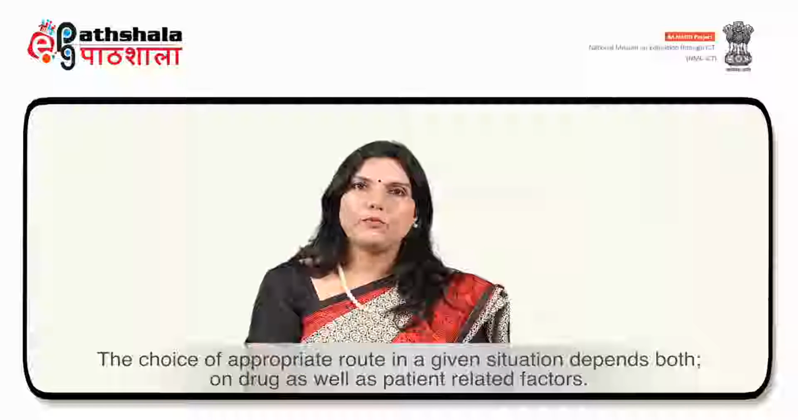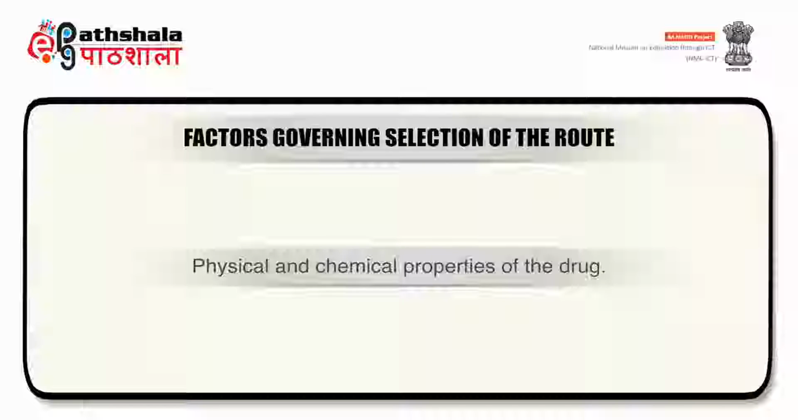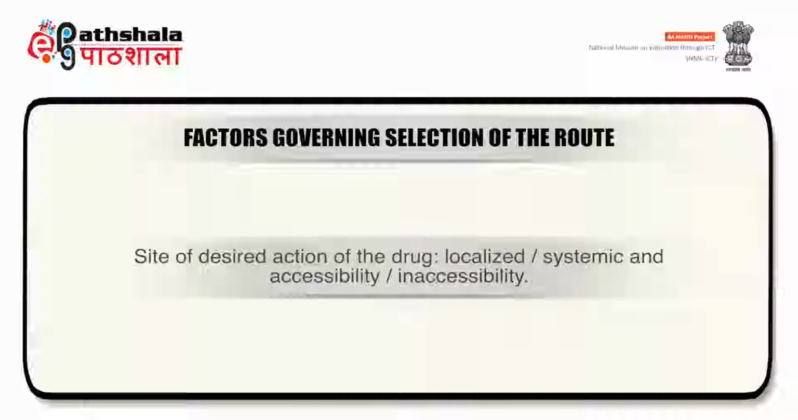The choice of appropriate route in a given situation depends on both the drug as well as the patient-related factors. It is the feasibility and convenience that decide the route to be used. Now we will discuss various factors governing the selection of routes. Number 1. Physical and chemical properties of the drug. Number 2. The site of desired action of the drug. It may be localized or systemic, approachable and non-approachable.